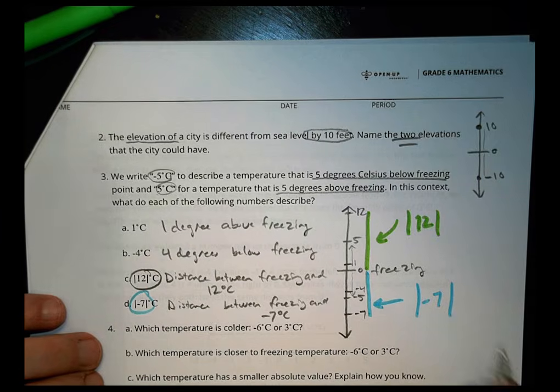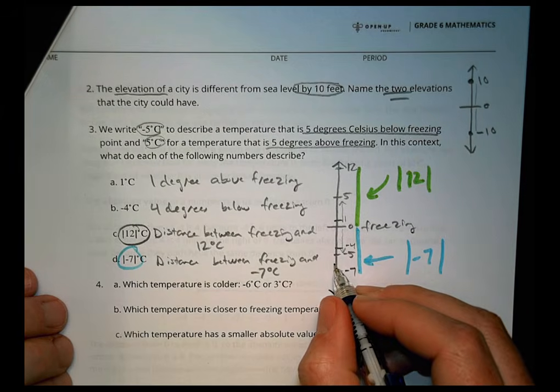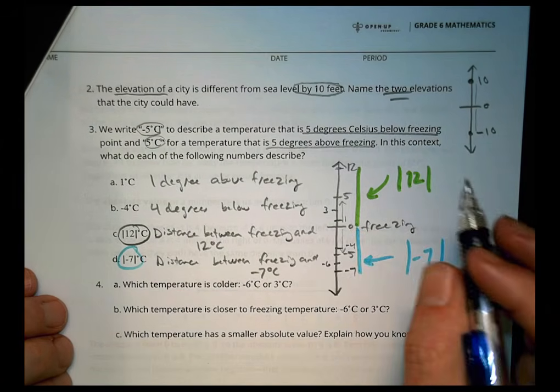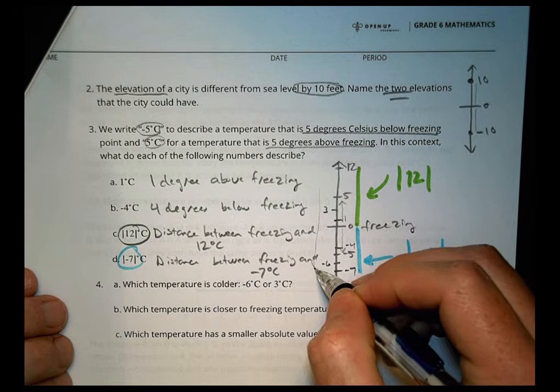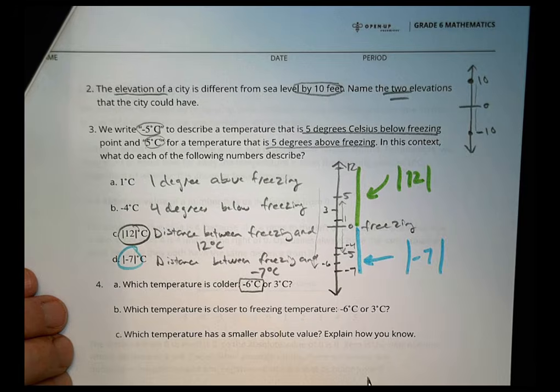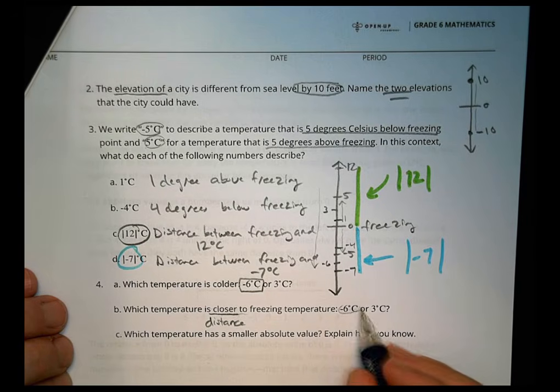Alright, 4. Which temperature is colder, -6 degrees Celsius or 3 degrees Celsius? Well, on a scale, we could put -6 right here, we could put 3 right there, and the lower down I go, the colder it's going to be, so we would simply say -6 degrees. Which temperature is closer? So here we're talking about what? We're talking about the distance to freezing. -6 degrees or 3 degrees Celsius.